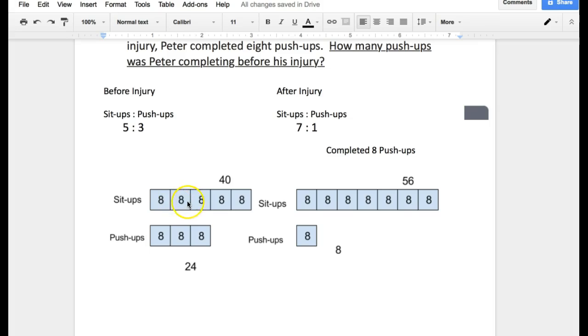Okay, so 8 times 5 is 40. 7 times 8 is 56. This one was the one we were given to begin with. And 8 times 3 is 24. Are we done? No. We have to go back and we have to look at the question. This problem's asking me to find the number of push-ups Peter completed before his injury. Before his injury, Peter completed 24 push-ups.